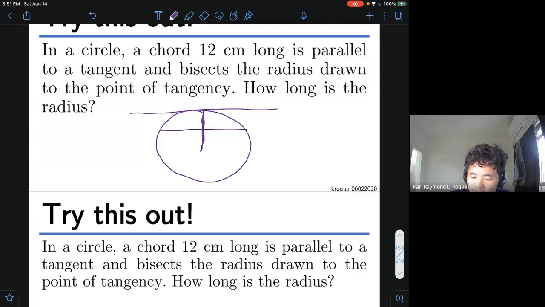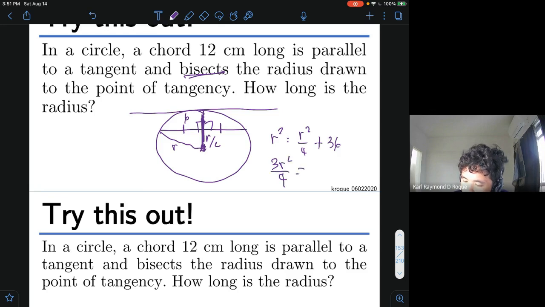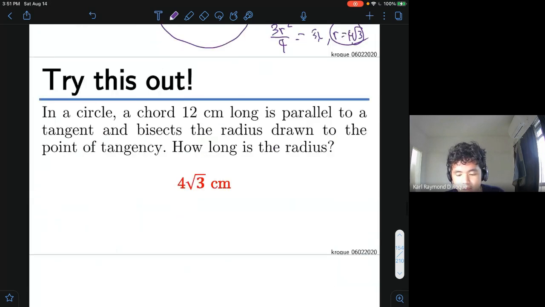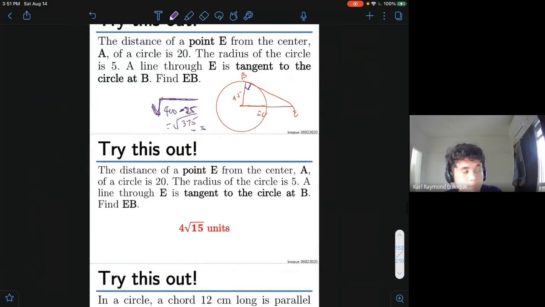Alam natin ganyan yung figure kasi by the theorems na pinrovide natin, bisects, tas perpendicular yan. Kasi perpendicular bisector siya. How long is the radius? R, di ba R din ito? R over 2, 6. Pythagorean theorem, R squared equals R squared over 4 plus 36. 3R squared over 4 equals 36. R equals 4 square root of 3. Ayan, 4 square root of 3 ang sagot. Tama. Double check ko ito mamaya. Babalikan natin ito mamaya.